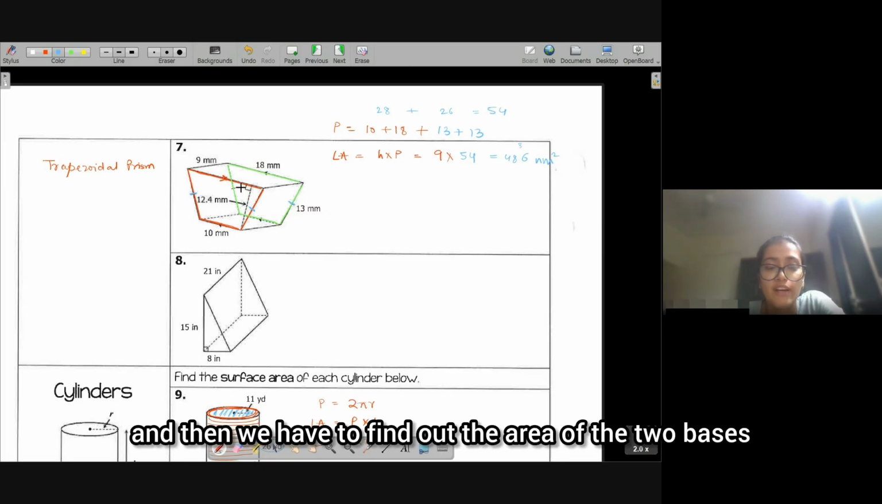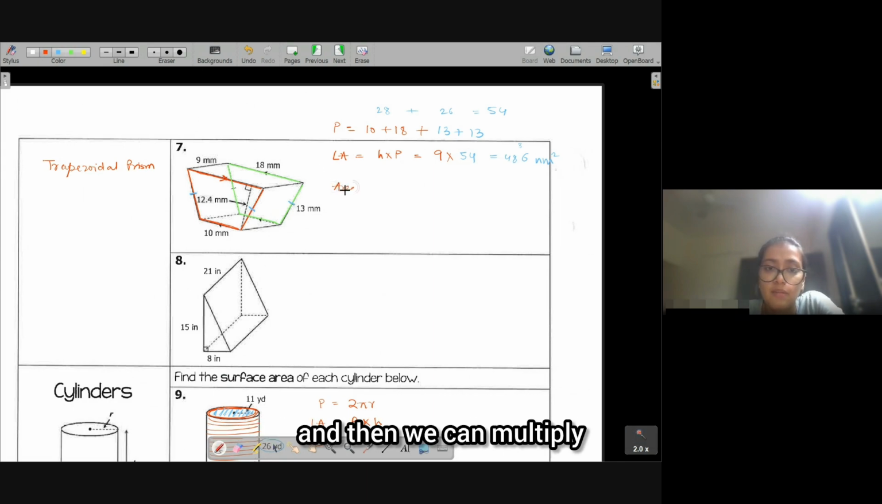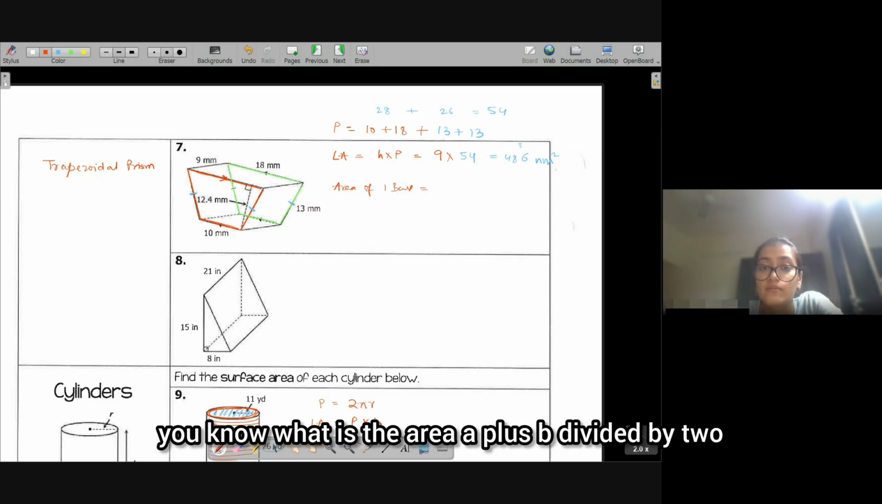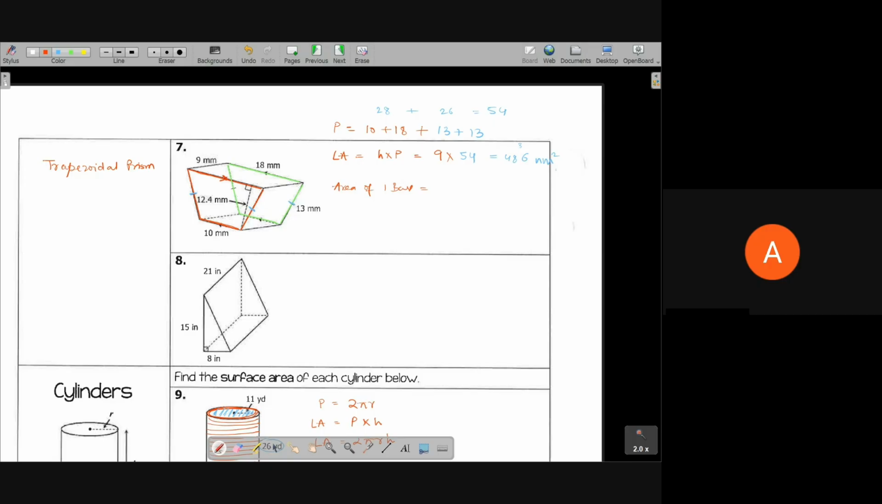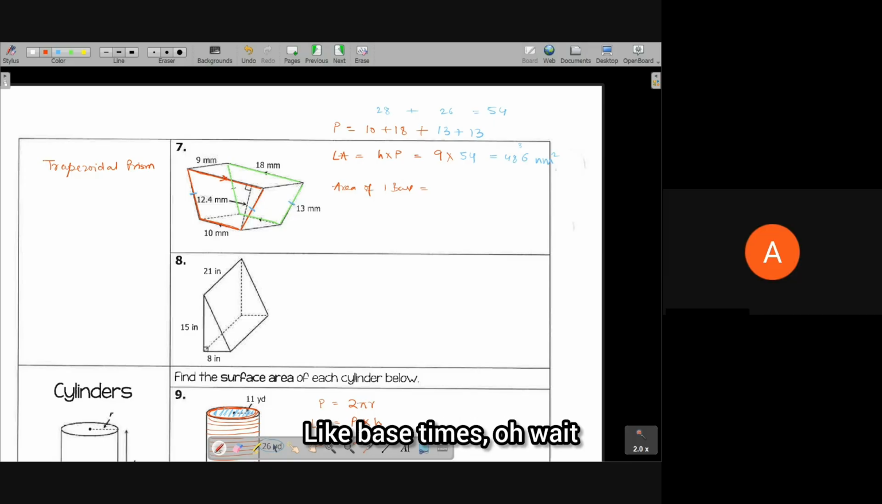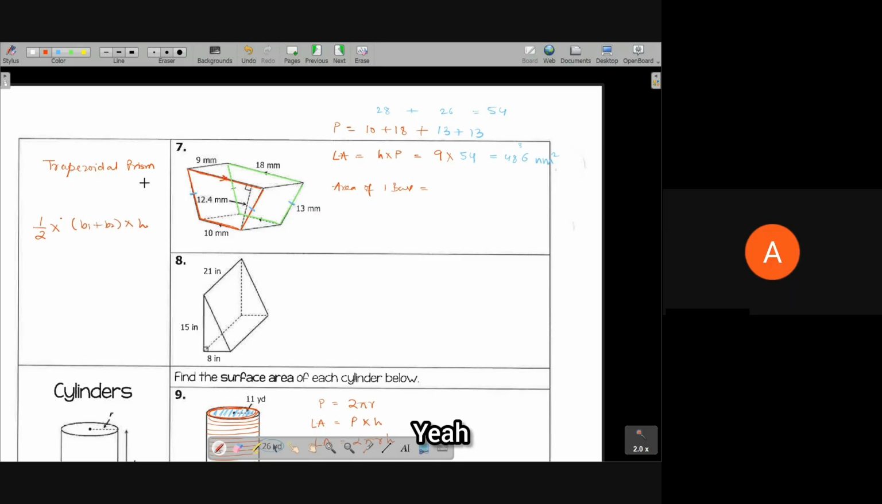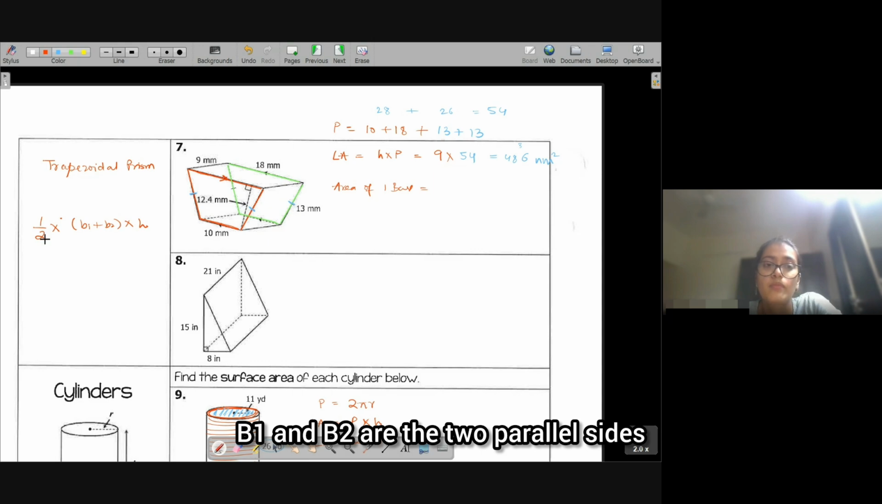And then we have to find out the area of the 2 bases. Let's find out the area of one base, and then we can multiply that by 2. Area of one base. So what is the area? A plus B divided by 2? Like base times... Oh, wait. Area of the base? Oh, area for a trapezoid is 1/2 times (B1 plus B2) times height. Yeah. B1 and B2 are the 2 parallel sides.